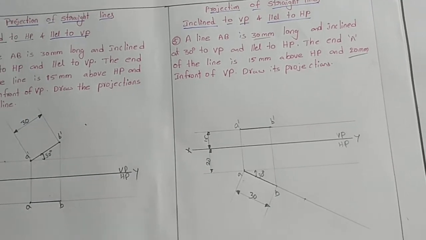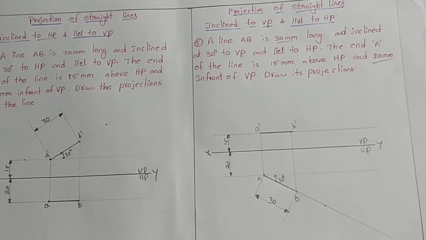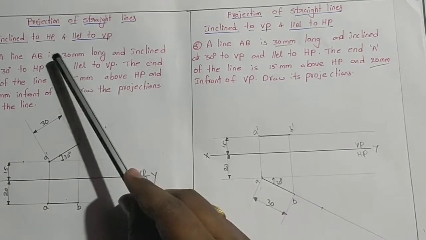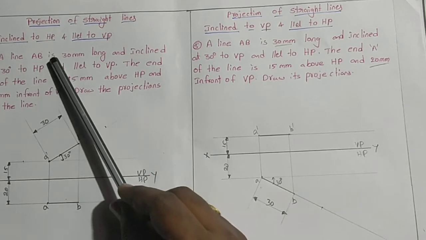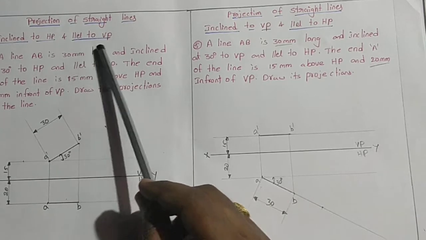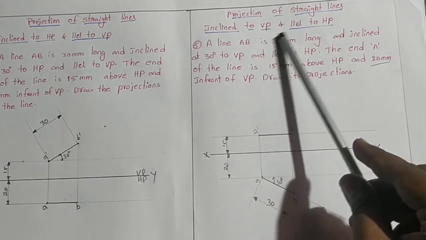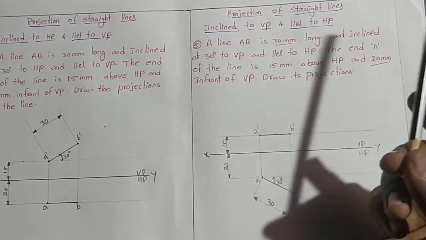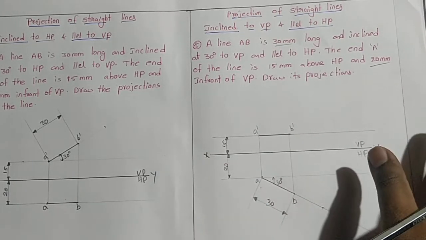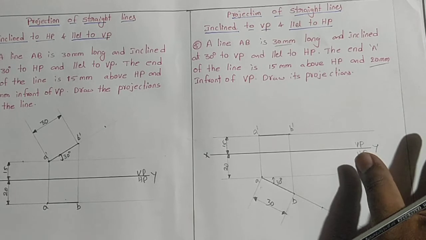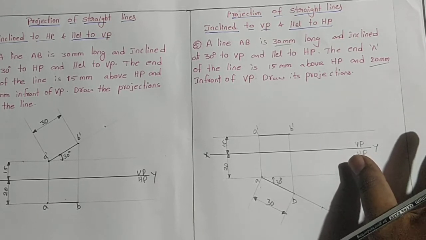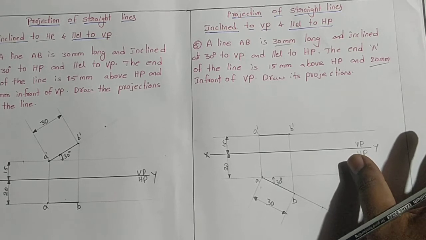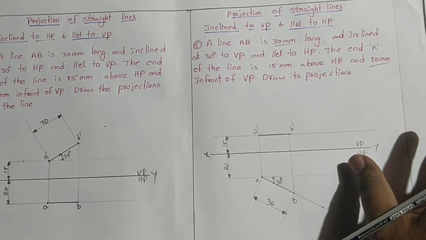Okay, these are the two different cases: projection of straight lines inclined to one of the reference planes. The first condition is inclined to HP and parallel to VP, and the second is inclined to VP and parallel to HP. Okay, next class we'll discuss the problem where the line is contained in a plane that is perpendicular to both the reference planes. Okay.